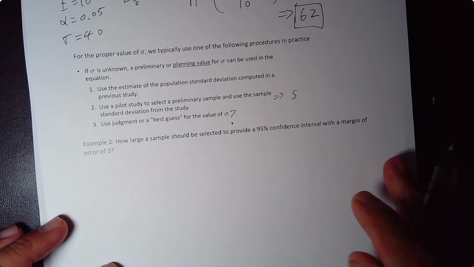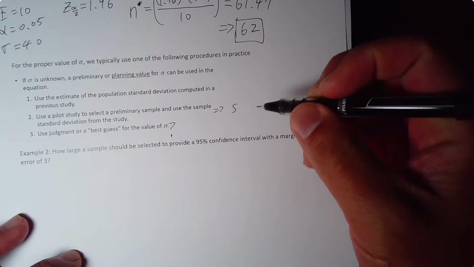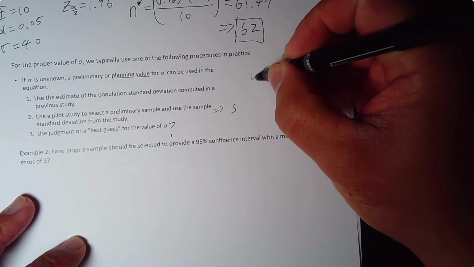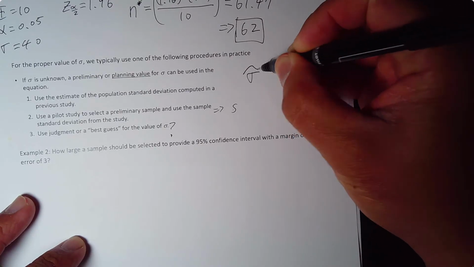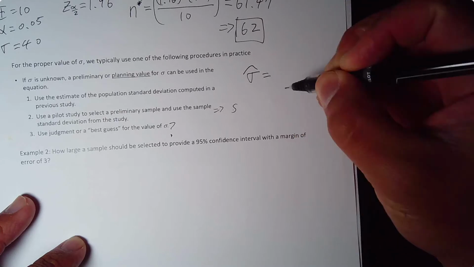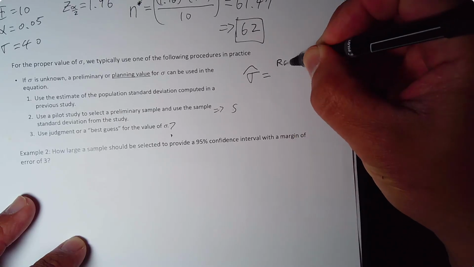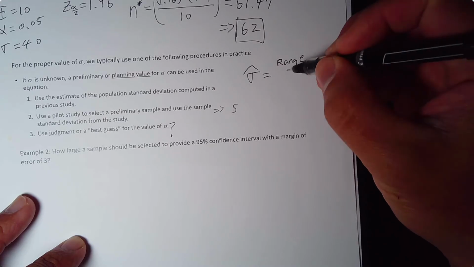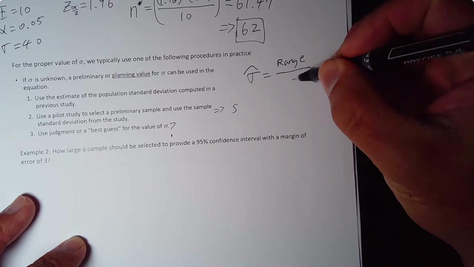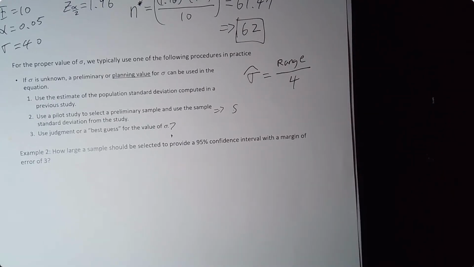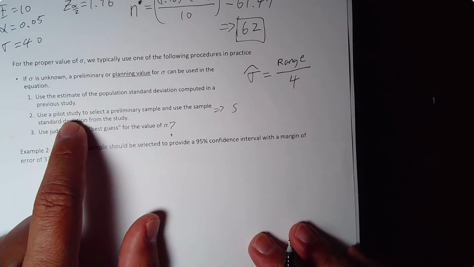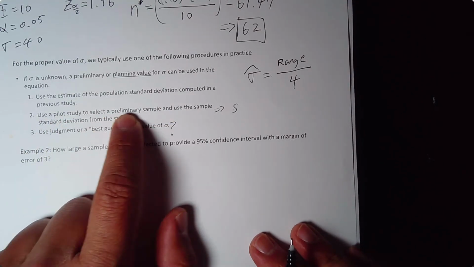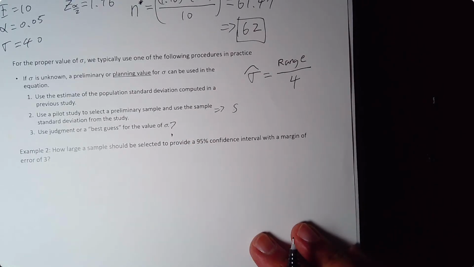One textbook offered this suggestion. You let your planning value, let's call it sigma hat, be your range, remembering that range is just maximum minus minimum, divided by 4. So you have a range of income that you expect.